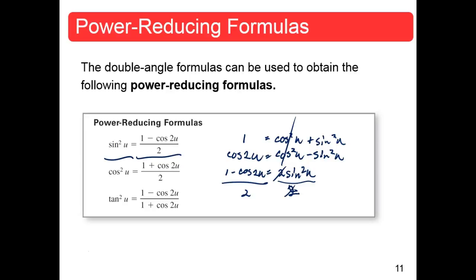Now notice, you're going from a square to a single power. Everything here is in cosines. These power reducing formulas only get you down to cosines. There's not really an easy way to get you down to sines or tangent. But it reduces the power from a square to a single, and they're always in terms of cosine of a double angle. So that's how we get those.